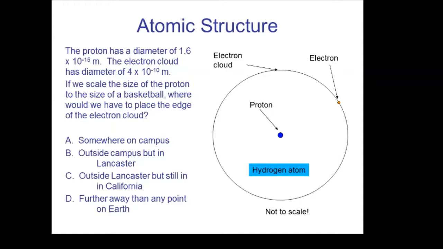Okay, so what we're going to do is this. We're going to scale up the atom. We're going to make the proton the size of a basketball. Based on the numbers that you see there, do you have any idea how far away you'd have to place another basketball to put this thing to proper scale? Okay, so think about that for a little bit. We'll have you take a vote on that.